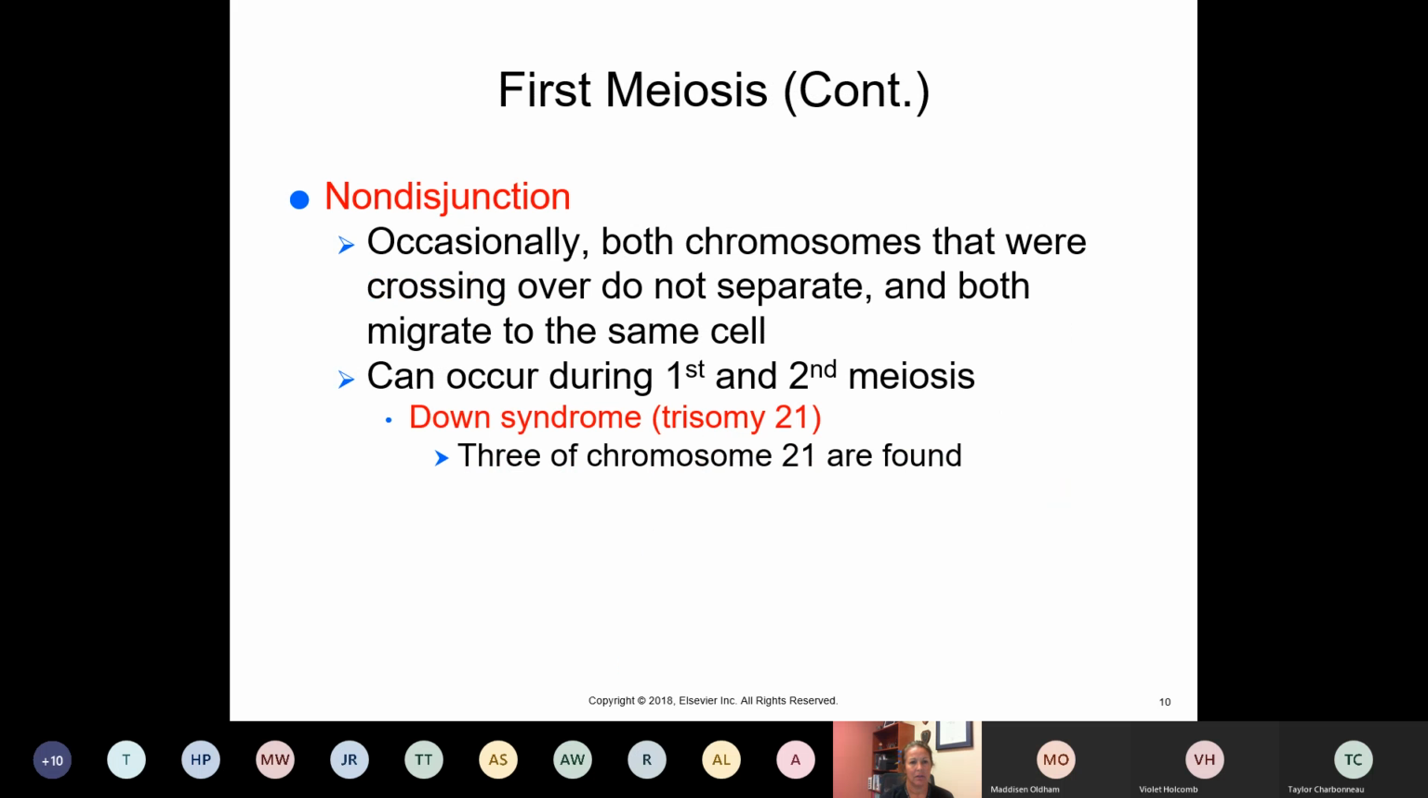During this first meiosis is when a condition called non-disjunction can occur. Occasionally both chromosomes that we're crossing over don't separate, and so both of them go to the same cell. That means we've got an extra chromosome. This can occur during first or second meiosis. Down syndrome, or trisomy 21, is an example of this. Tri means 3. So rather than only having two chromosome number 21s, we have 3 because they did not separate. And that's called non-disjunction.